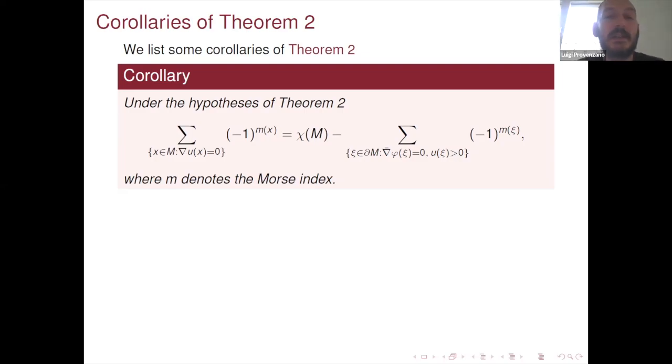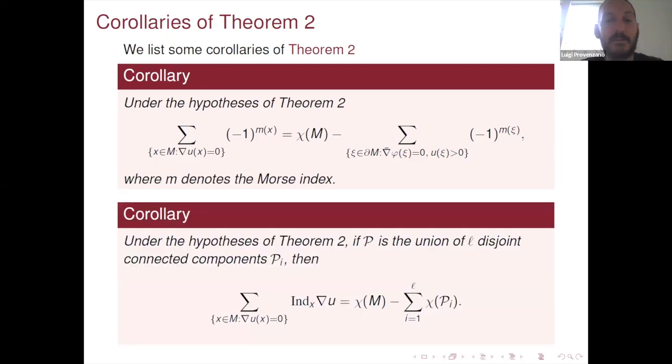So we can replace the index with -1 to the Morse index, so just immediate. Also, this is an immediate corollary, is trivial. Again, if P, that is the subset of the boundary where the eigenfunction is positive, is the union of L disjoint connected components, then on the right-hand side, we have the Euler characteristic of M minus the sum of the Euler characteristic of these connected components. Why have I rewritten trivially the identity in this way?